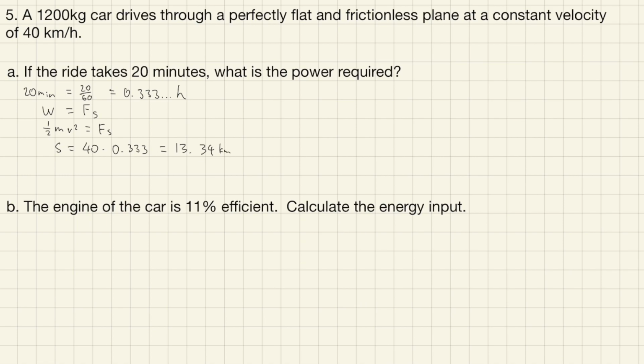We'll first find the distance, which is velocity times time, and use it to create the equation half times 1200 times 40 squared, which is equal to 13.34 times force. With this, force comes out to 7.2 times 10 to the fourth power, which we will multiply by velocity to get power. Hence, the answer is 2.88 times 10 to the sixth power joules.